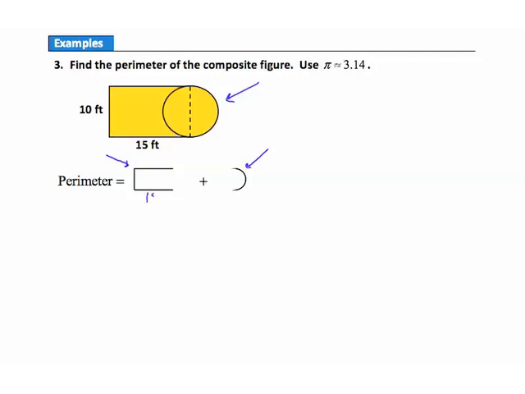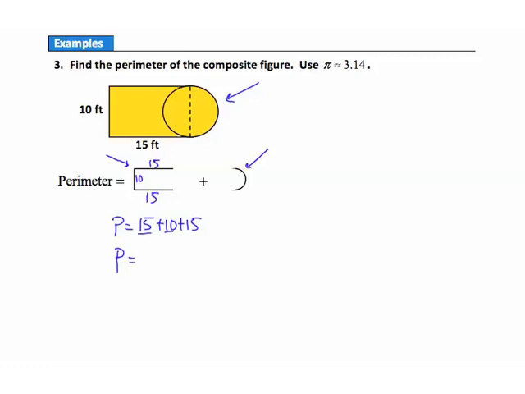We know this is 15. We know this side over here is 10 feet, and then we know the top is 15 feet. So to find the perimeter of that part of the figure, all we need to do is add those together. So I would say, to find the perimeter of this part, we're going to say 15 plus 10 plus 15. And let's take a look at what that perimeter is going to be then. So 15 plus 10 is 25.